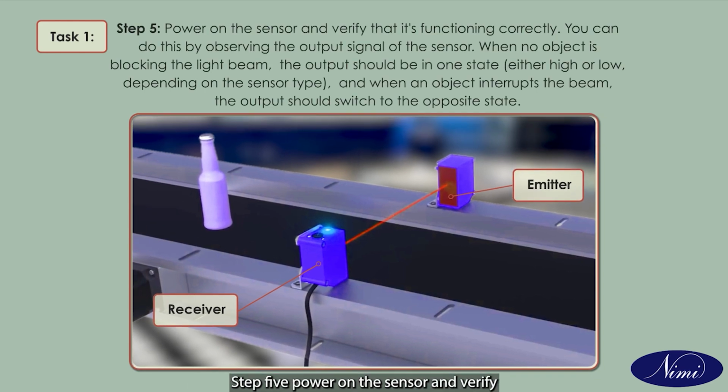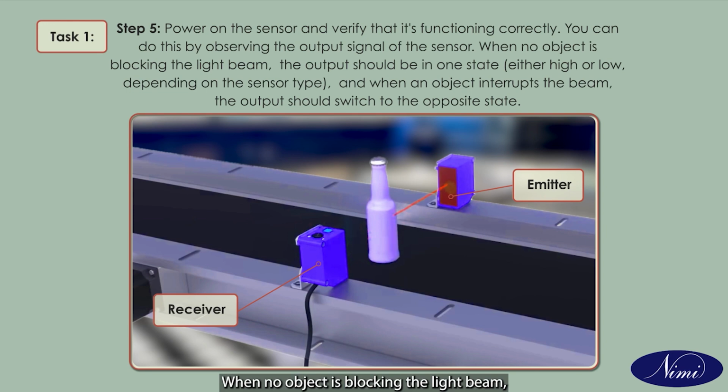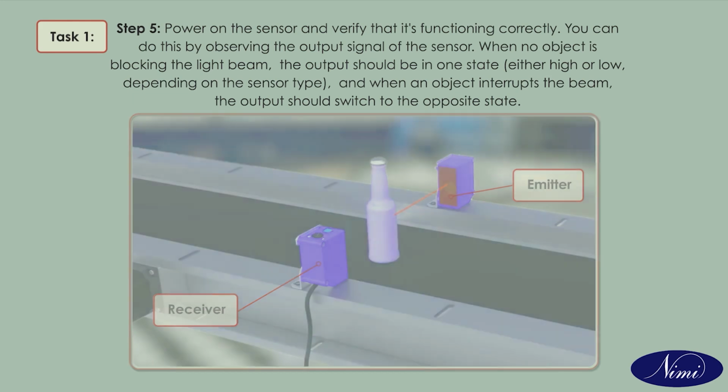Step 5. Power on the sensor and verify that it's functioning correctly. You can do this by observing the output signal of the sensor. When no object is blocking the light beam, the output should be in one state, either high or low, depending on the sensor type. And when an object interrupts the beam, the output should switch to the opposite state.